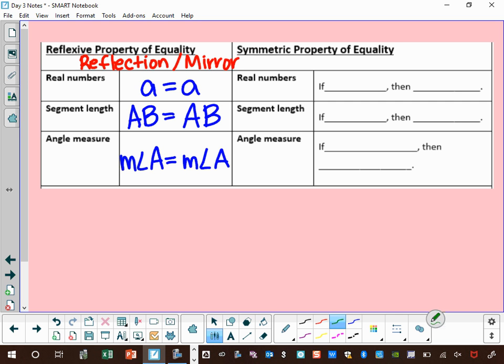Alright, last one before lunch. Symmetric property. This means to either switch or to flip.